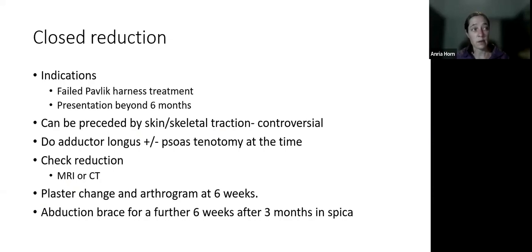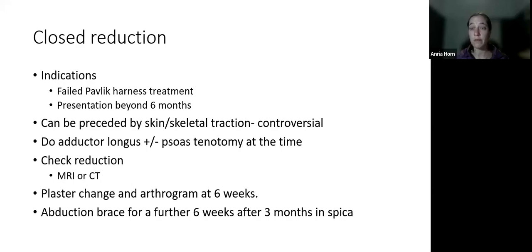Adductor longus or psoas tenotomy at the time if you want. Then check your reduction. That's always tricky with the X-ray alone, especially if you don't have an ossified femoral head. MRI is really the best way to do it, but not practical, of course, in our setting. And then we do a plaster change and arthrogram at 6 weeks. This is firstly because the cast gets dirty and the child's growing, so you need to change it. It also lets you check that you're actually getting some improvement with your treatment.